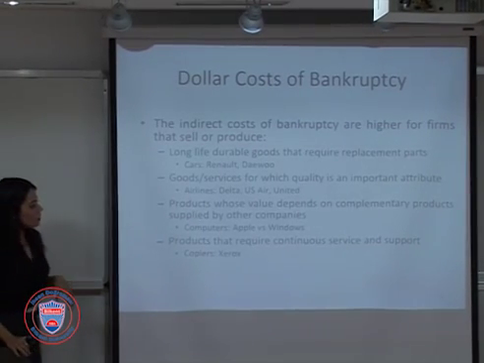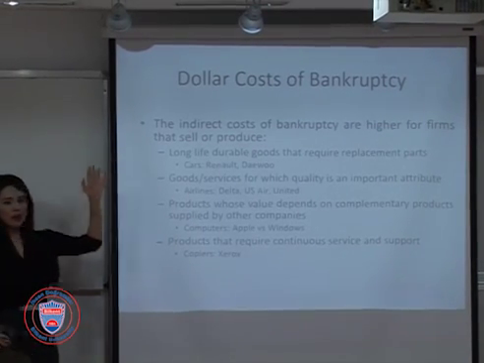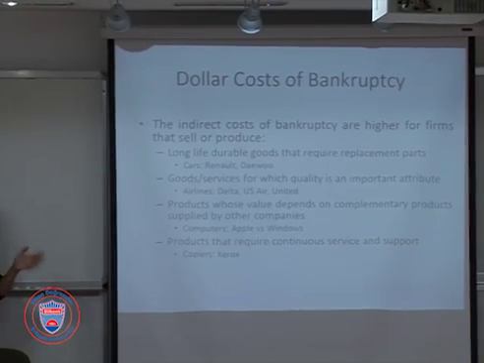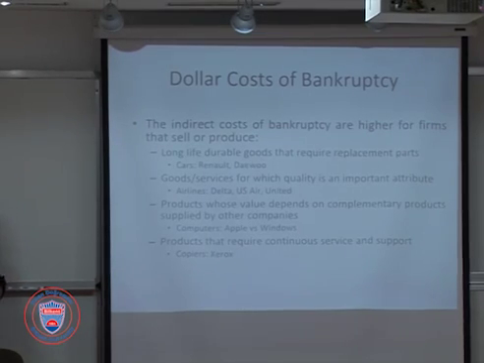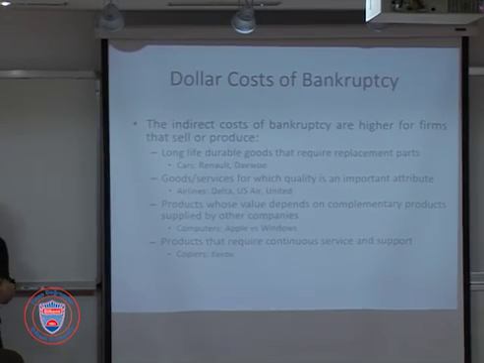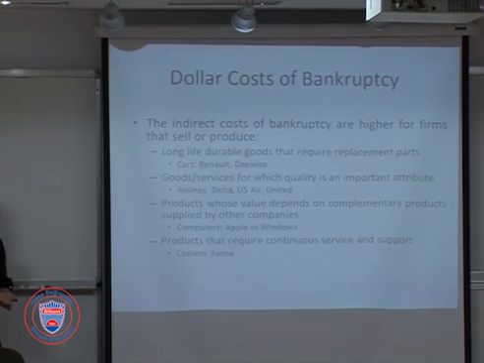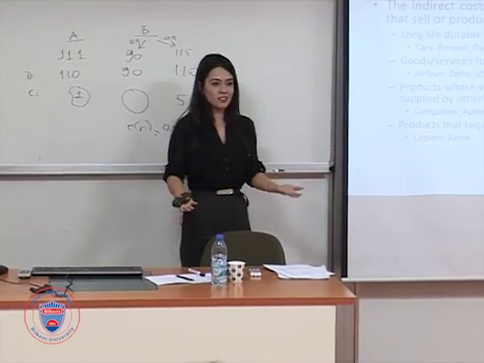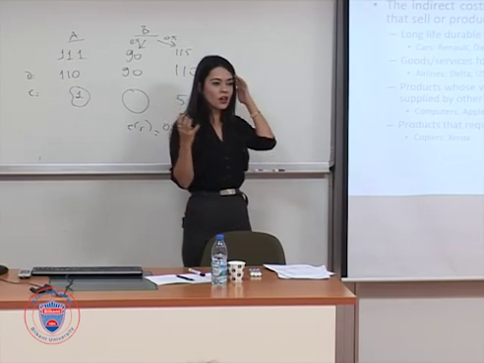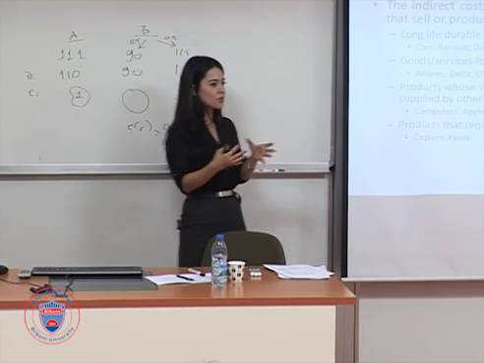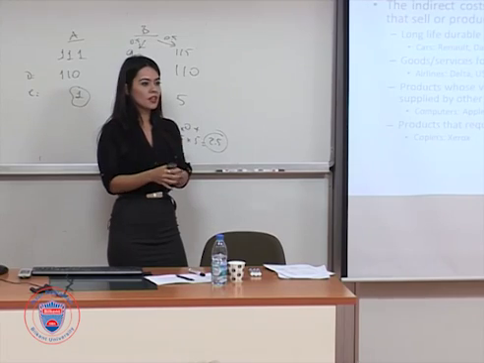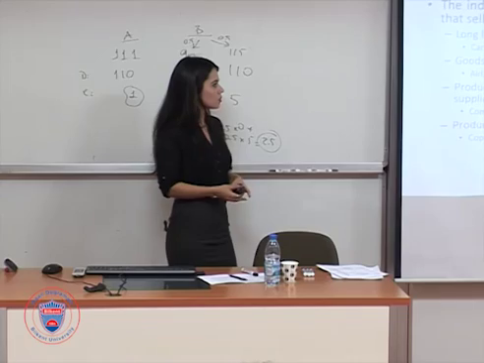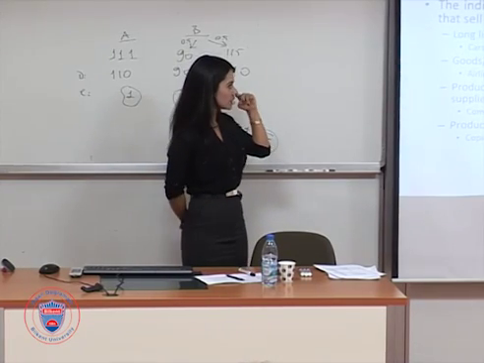Okay. So if a company is producing long-life durable goods that require replacement parts, the indirect cost of bankruptcy will be higher for them. Why? Because replacement is necessary, and if customers think that the company will not be able to make the replacement, then it's going to affect their sales even more. So the indirect cost of bankruptcy will be high for those kinds of companies.